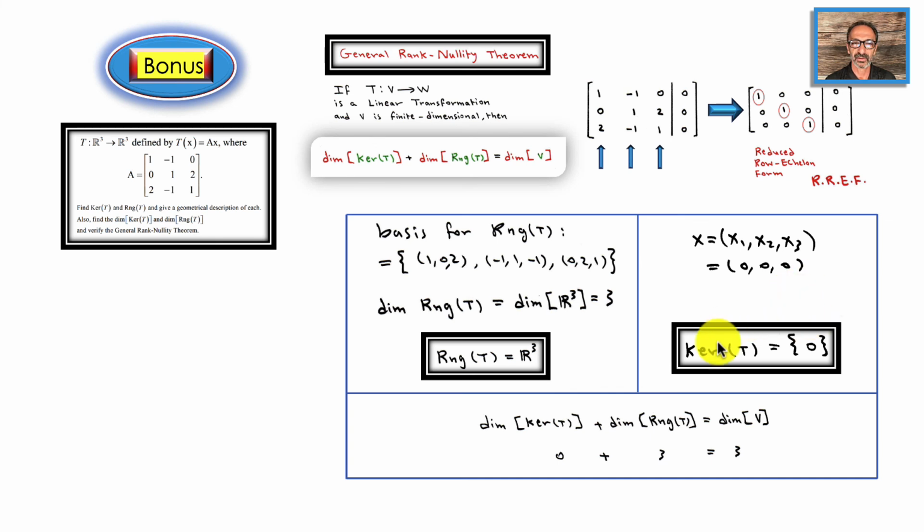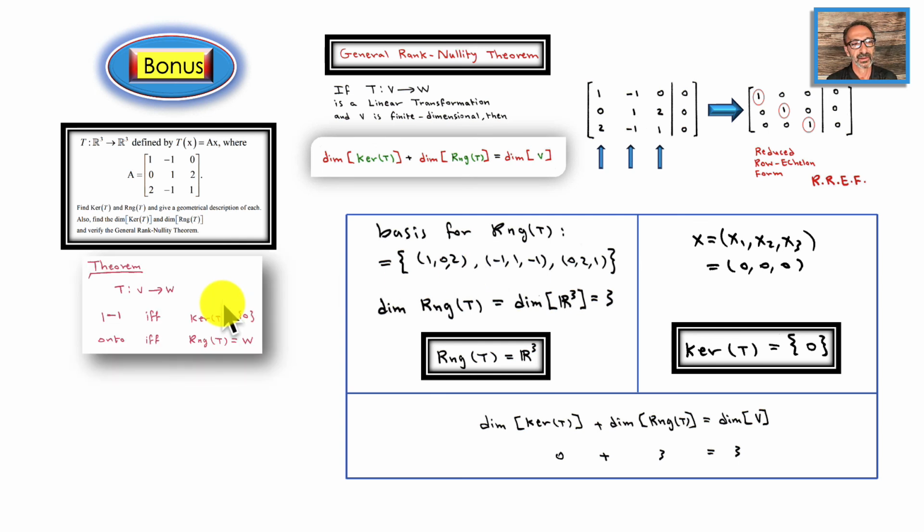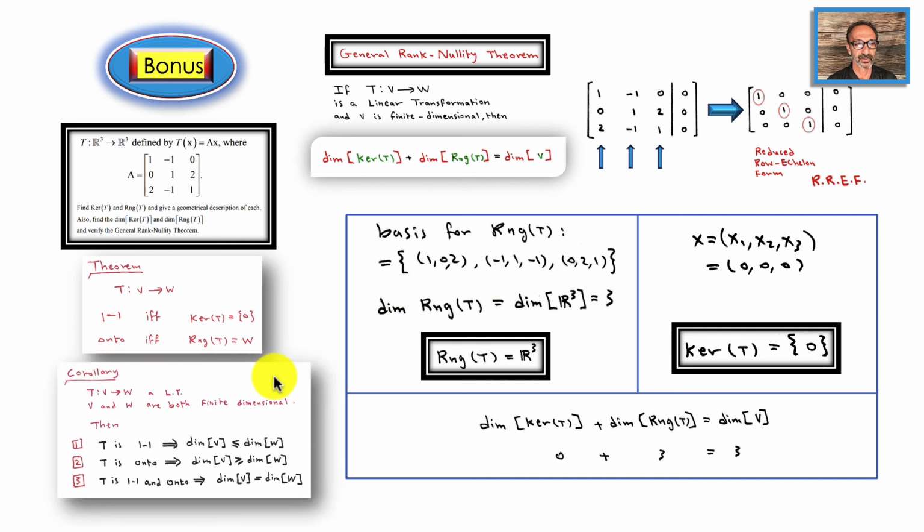But knowing that the kernel is 0, it means something. Knowing that the range covers the entire W, it means something else. We've done everything, so let's reduce the talk and the time of recording and show you what I mean. This means 1-to-1. Since the kernel is 0, that's called 1-to-1. The transformation is 1-to-1. Since the range covers the entire R^3, meaning W, it's going to be onto.